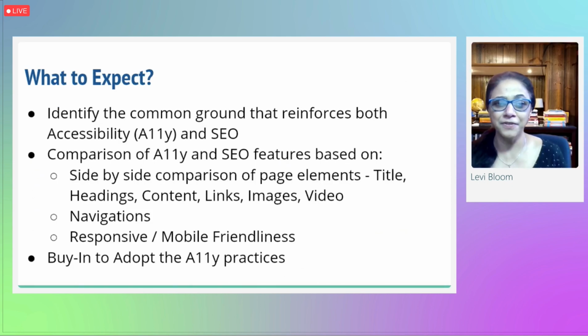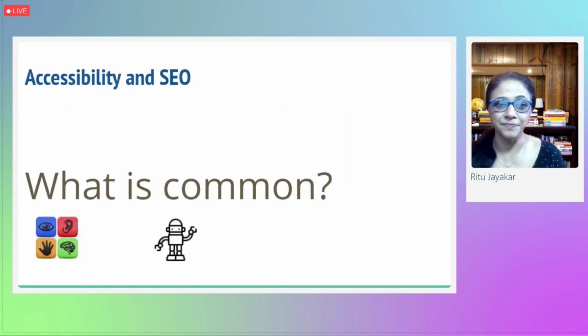So at the end of this presentation, you will be able to identify the common grounds that reinforce both accessibility and SEO. This ground includes page elements, navigation, and responsive design features. Hopefully, you will get one or two tips to get buy-in from your managers for spending time and money to include accessibility practice for your digital content, which also benefit SEO. So what is common in search engine optimization and accessibility? Let us analyze in the context of higher ed.